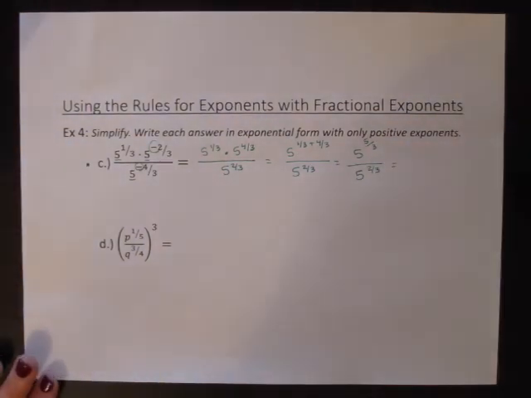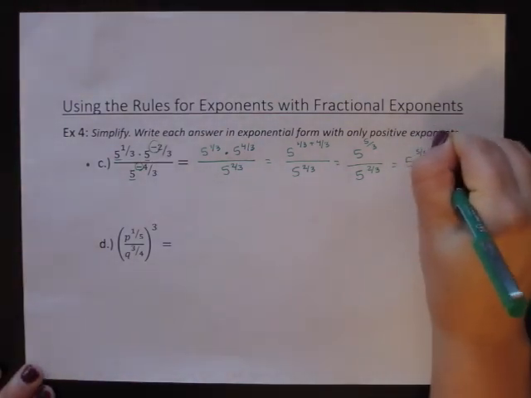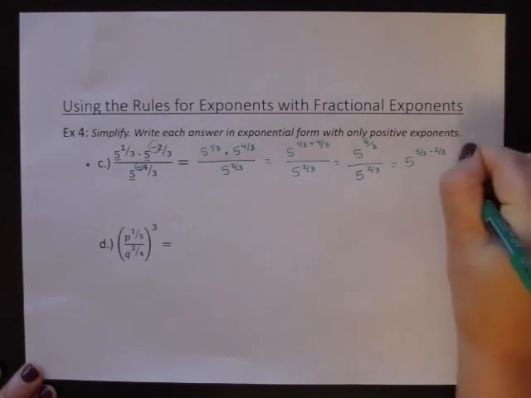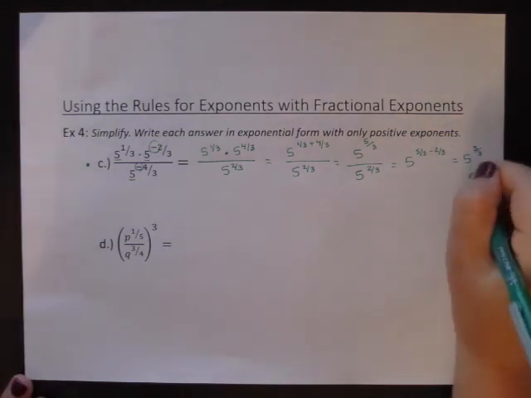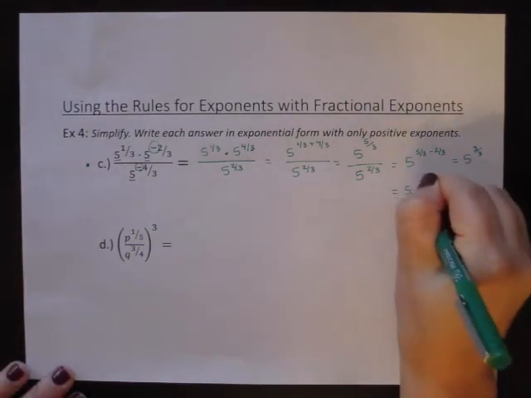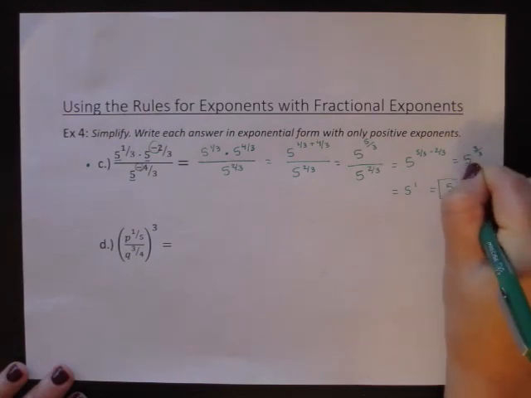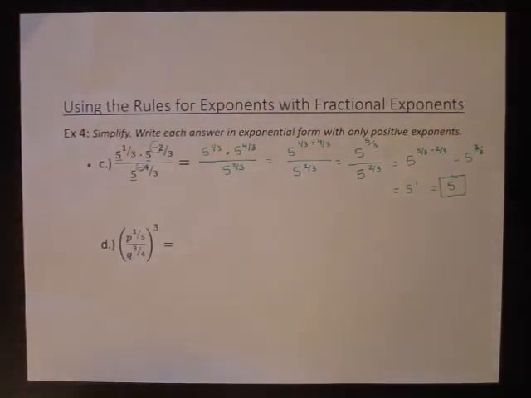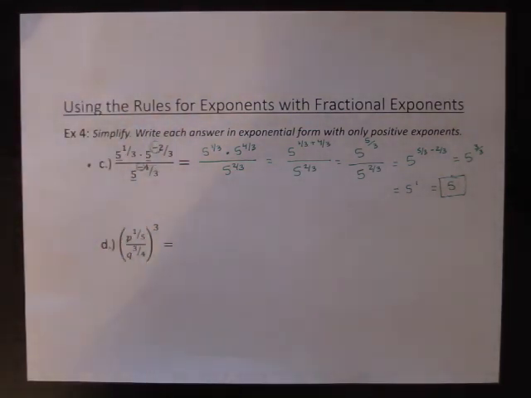Now I can apply my quotient rule. My base is the same, so I go 5 over 3 minus 2 over 3, which would be 5. My denominator is the same. 5 minus 2 would be 3. And we know that 3 over 3, any number over itself, is going to be 1. So essentially I've got 5 to the first power, but 5 to the first power is just 5. So super intimidating problem, but if we take it step by step, you should be just fine.